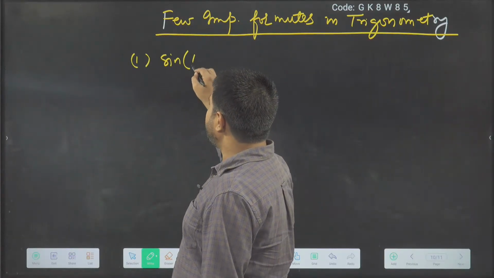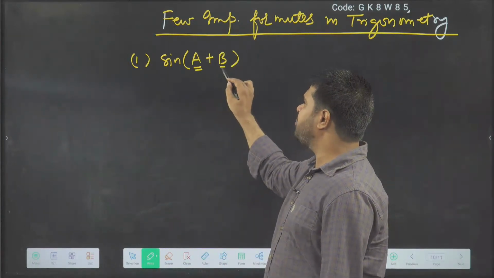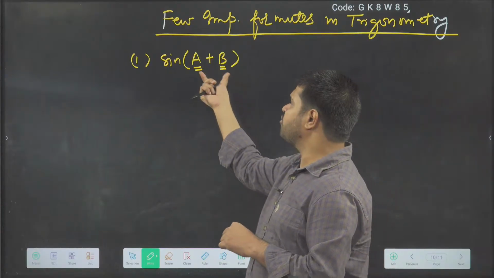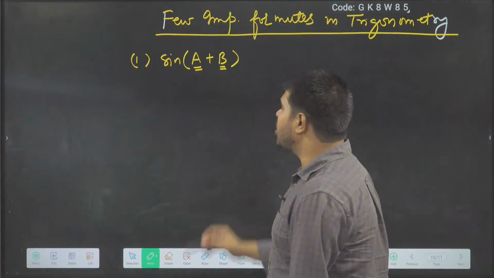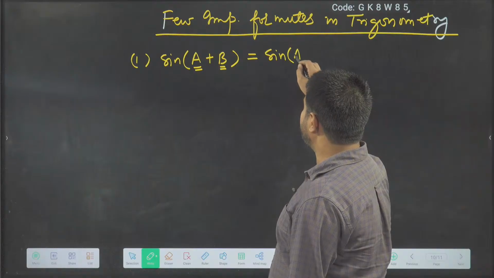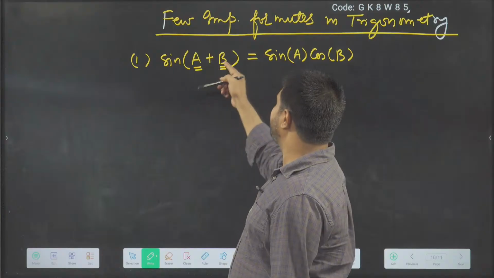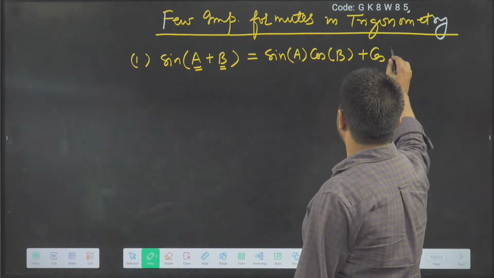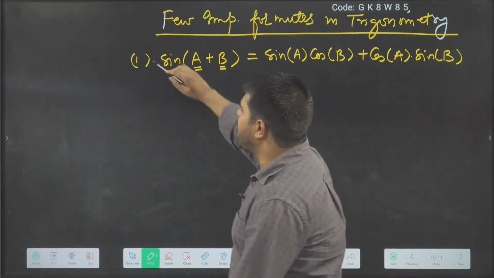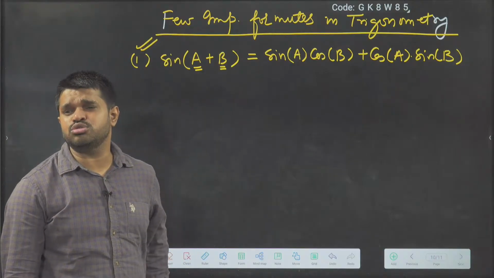sine A plus B. So basically, A and B are two angles. You are adding them. You get a third angle. And you are finding sine. So the formula says that sine A plus B is sine A into cos B plus cos A into sine B. Okay. So sine A plus B is sine A into cos B plus cos A into sine B.